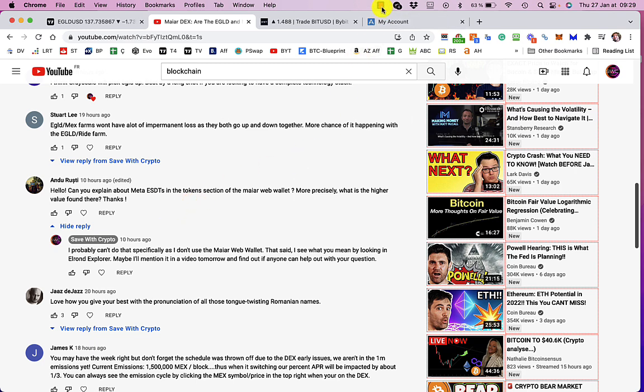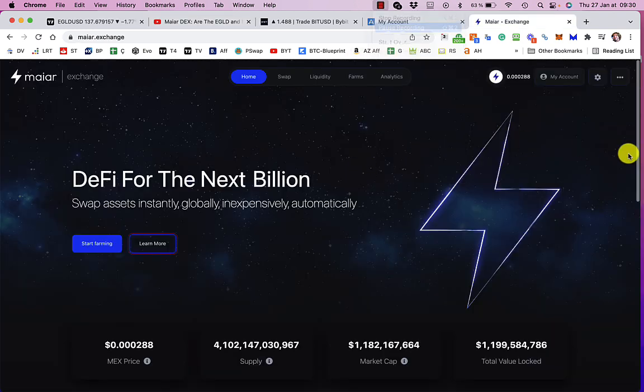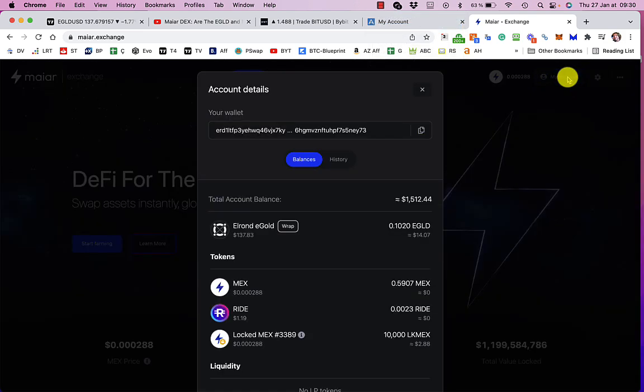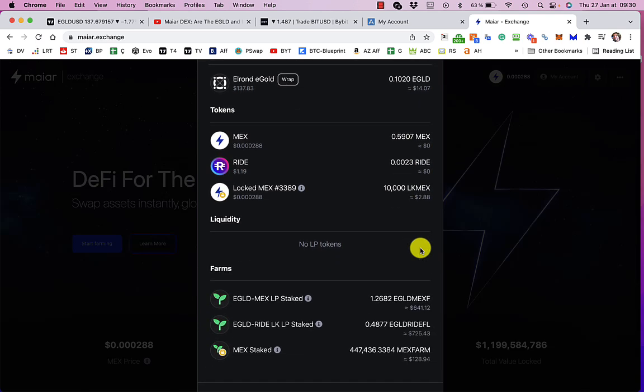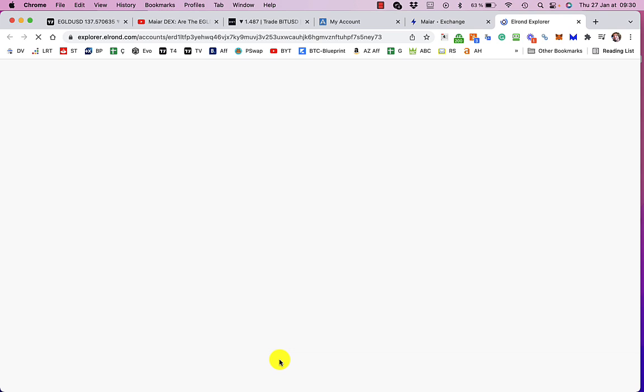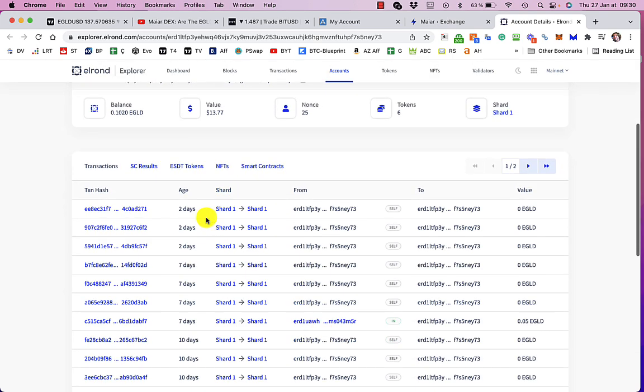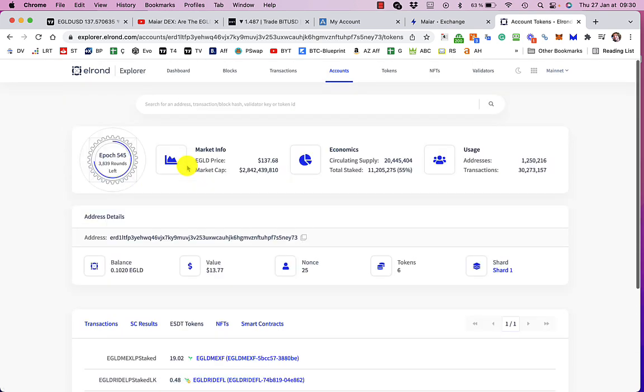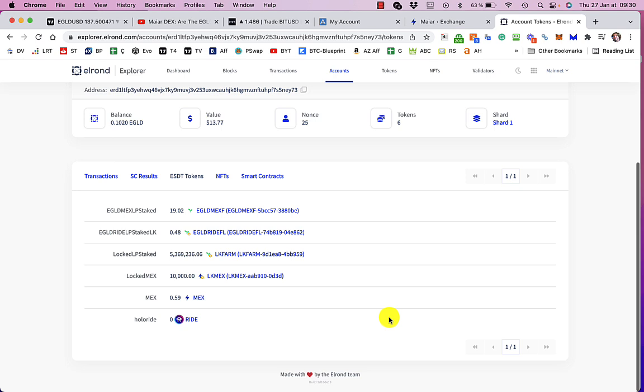Let's just go over to the challenge account. Now, let's look in my account here. Okay, so we can see that we've got these farms here. So we've got the EGLD MEX one, EGLD ride one, and then the MEX staked one. Now, if you do view on Explorer, I think this is what Andu is talking about, and then you come over here to ESDT tokens. There is some weirdness here, and I'm not quite sure why.